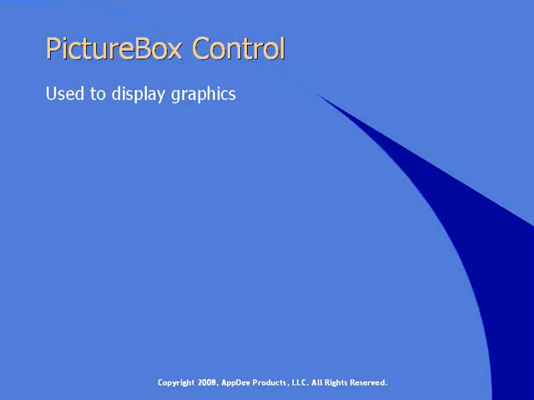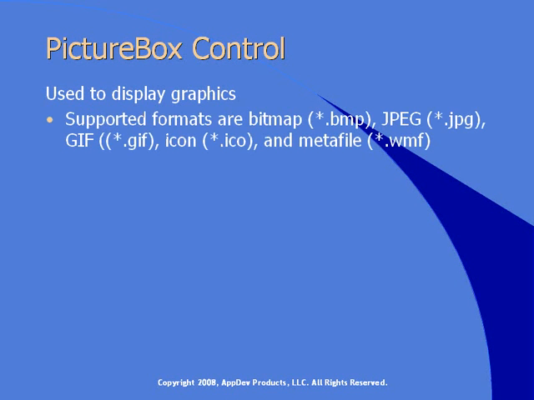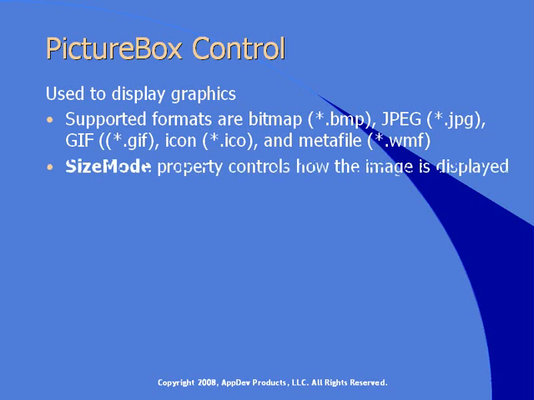The picture box control is used to display graphics on a form. And there are several graphics formats that are supported: bitmap, JPEG, GIF, icon, and metafile. So you'll use the image property to determine which image you want to display in the picture box control, and then you can set the size mode property to control how the image is displayed. And the reason you'll want to do this is because typically your image will not necessarily be the same size as the picture box control.